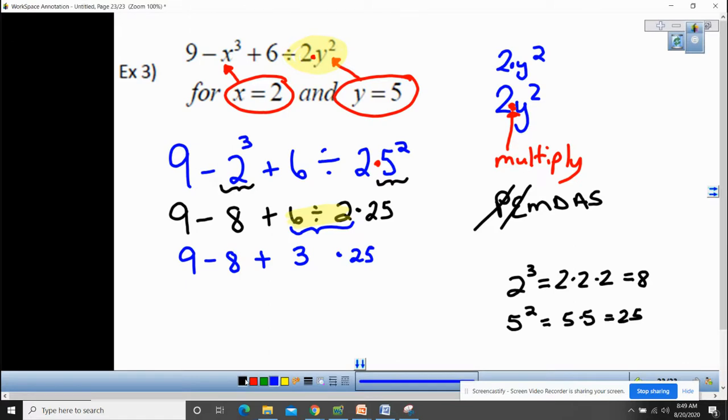I'm going to start again. I did the divide. Do I have multiply? 9 minus 8 plus 3 times 25. So bring down 9 minus 8. What's 3 times 25? That's like having 3 quarters in your hand at 75 cents.